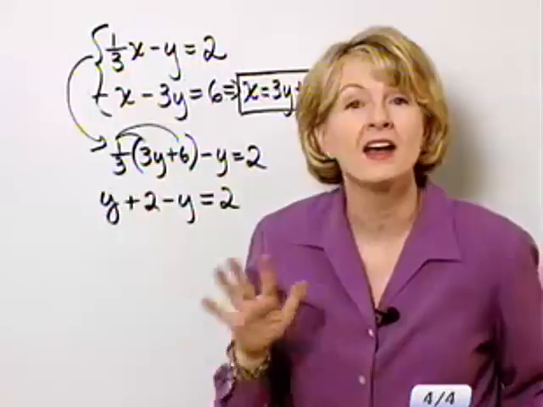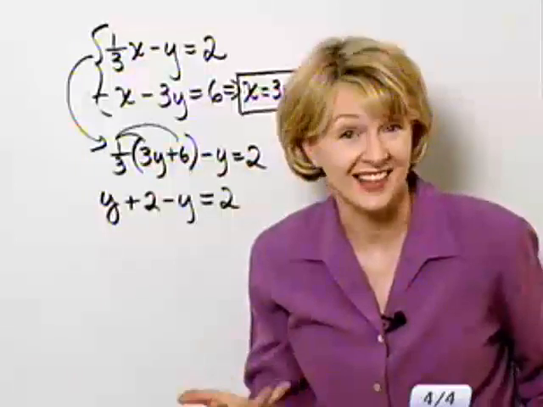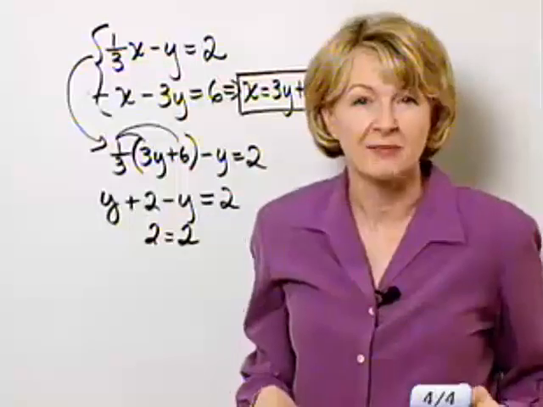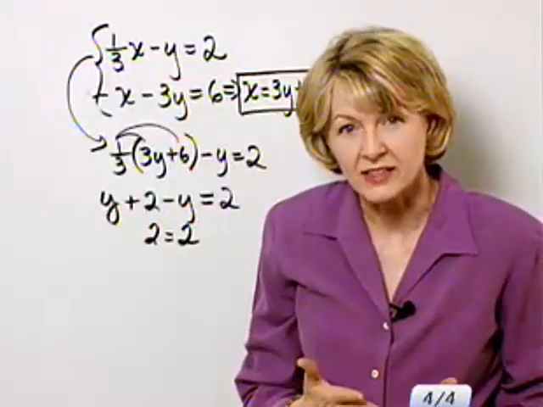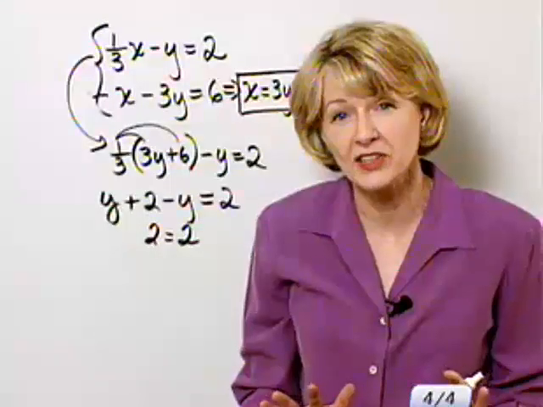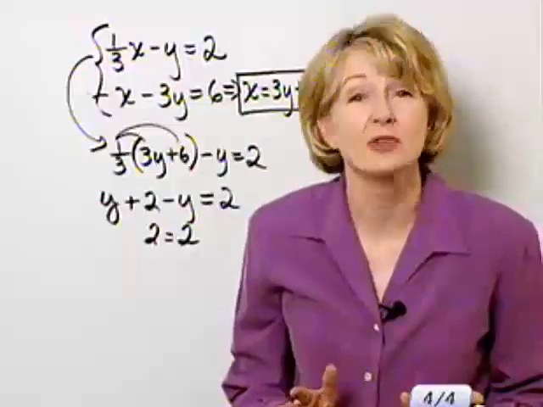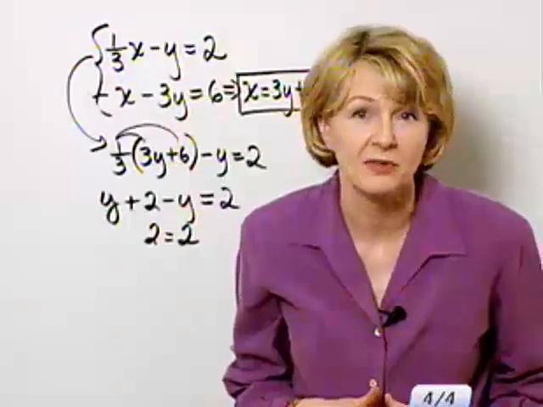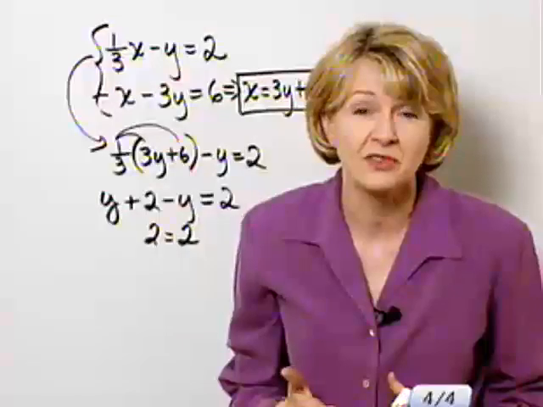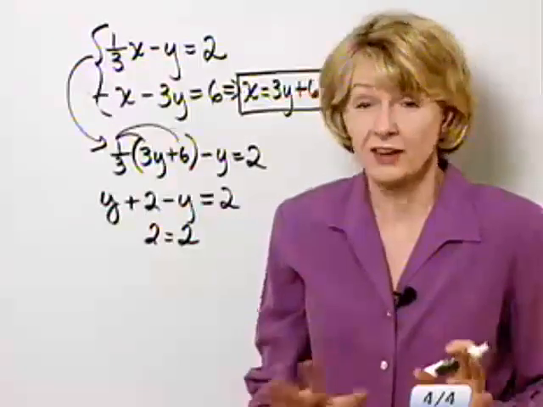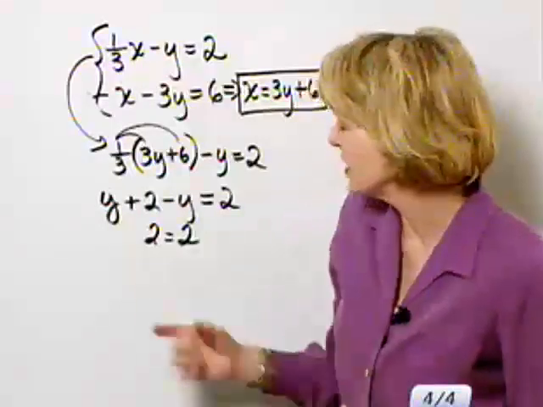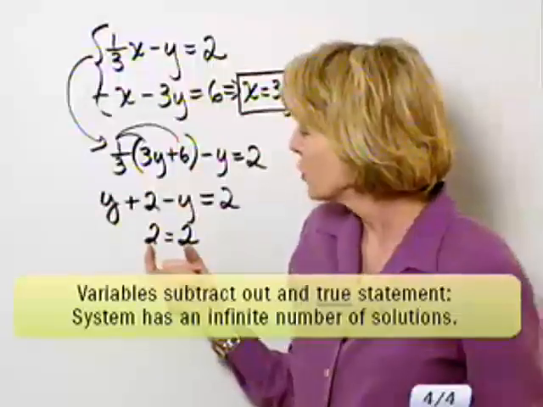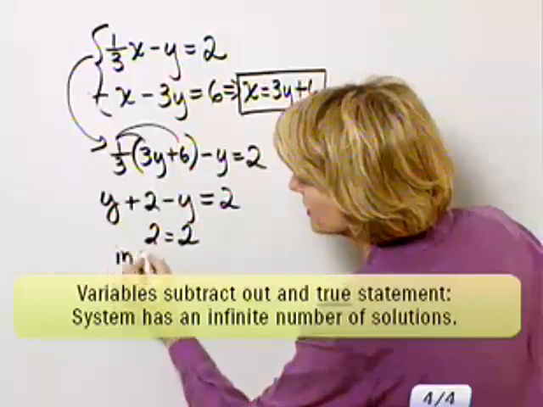Y minus y, the variable terms subtract out again this time, but we end up with a true statement. Remember what that means when solving a single linear equation? When variables subtract out and you have a true statement, it means that the original equation has an infinite number of solutions. We usually say all real numbers. Well, that's similar, not quite the same, but it's similar to what we have here. Since we have a true statement and all the variable terms subtract out, we do mean that we have an infinite number of solutions.